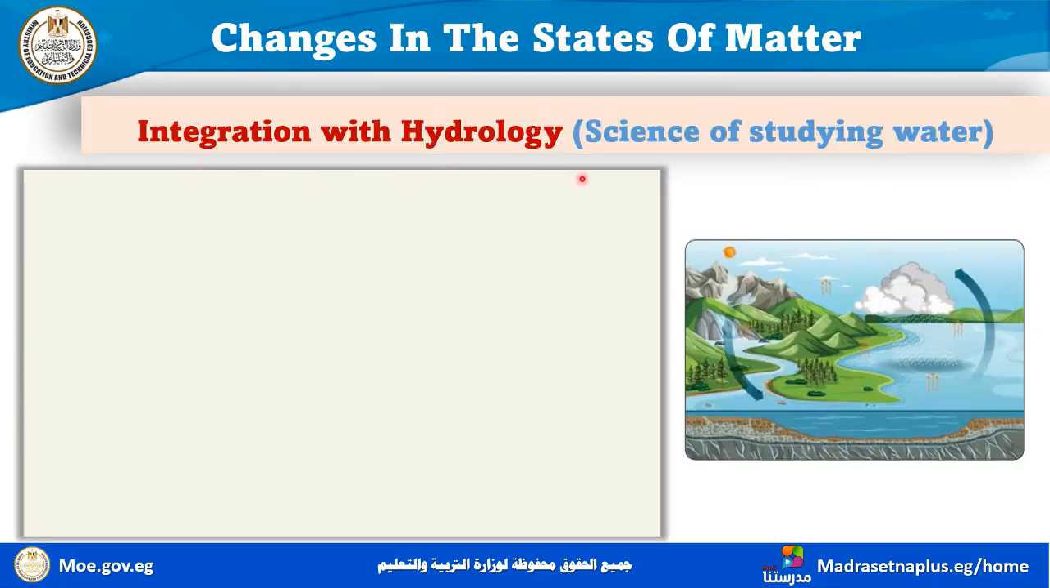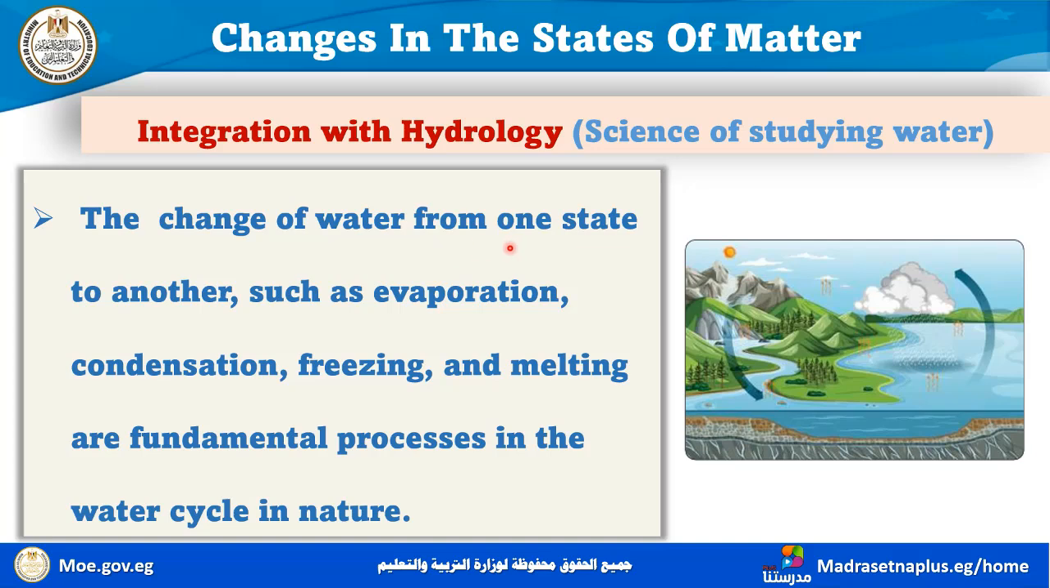Integration with hydrology, the science of studying water. Let's study this phenomenon and process together. The changes of water from one state to another, such as evaporation, condensation, freezing, and melting, are fundamental processes in the water cycle in nature. What is meant by the water cycle? Let's try to explain the water cycle from this figure here.